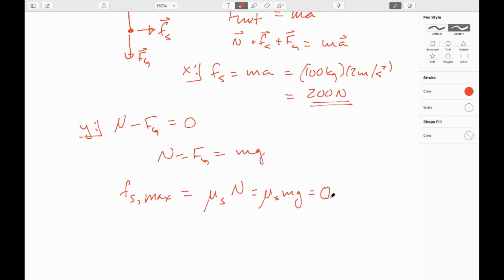So it'll be 0.7 times 100 kilograms times 9.8 newtons per kilogram. So that's going to give me 686 newtons.